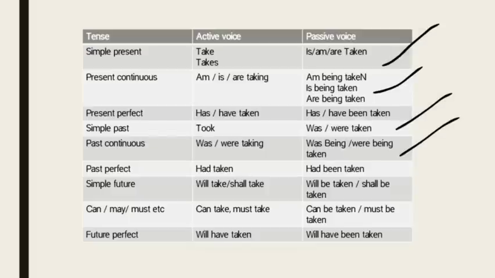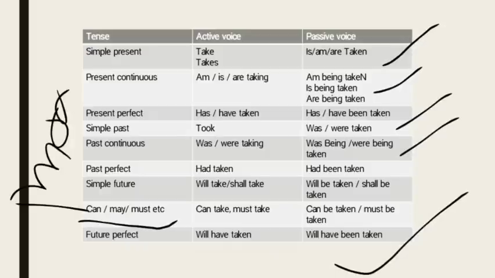Simple future: will take or shall take. While in passive, we use will be or shall be taken. In future perfect, in active we have will have taken and passive will have been taken. And can, may, must, these are modals. So with modals like can take, must take, in passive they become can be taken, must be taken, may be taken.